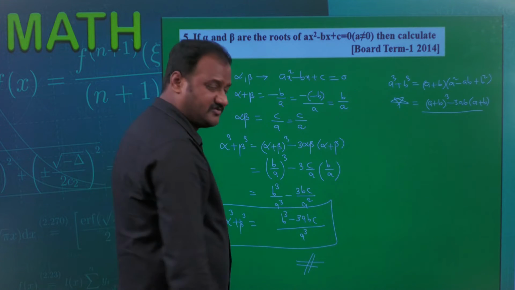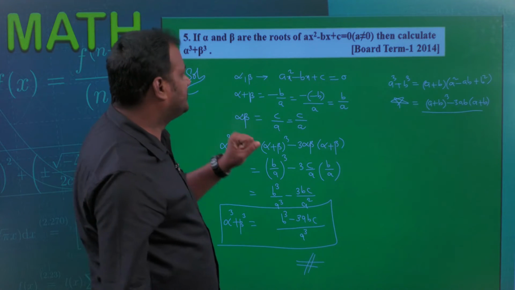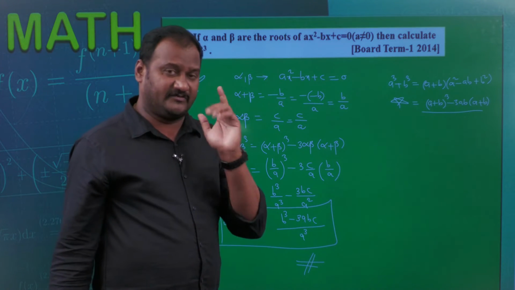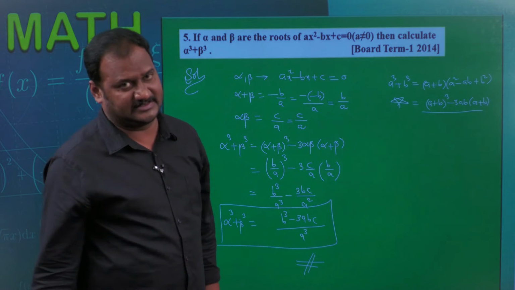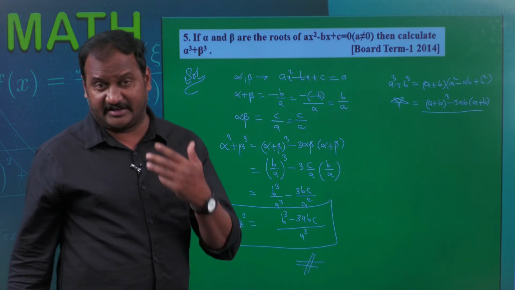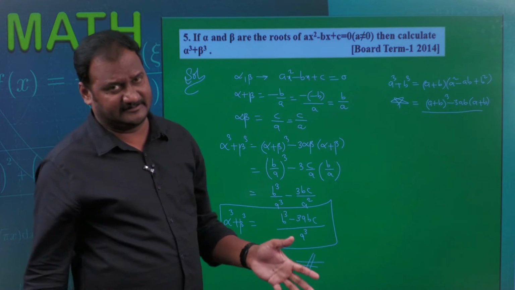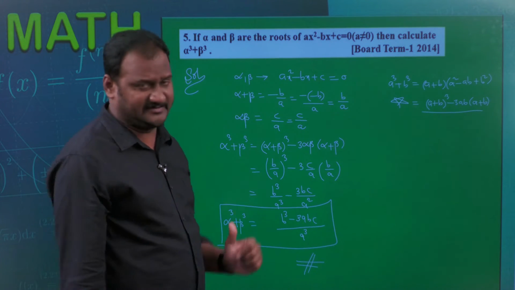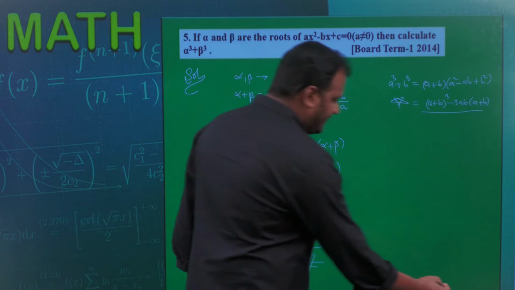So hope you understand how to answer this problem. So this kind of problems you can expect definitely even for 1 markers or for 2 markers. You will be asked for alpha plus beta, alpha square plus beta square, or alpha cube plus beta cube. It can be anything, but depending upon the formulas alpha plus beta and alpha into beta.